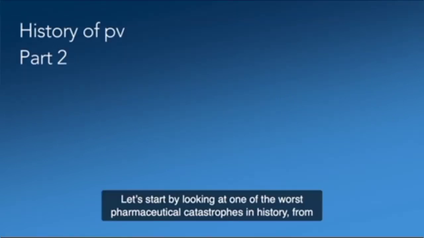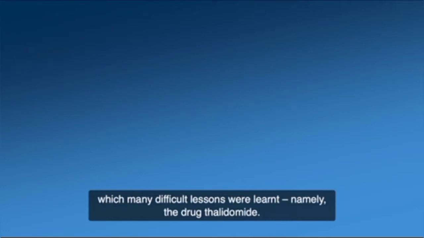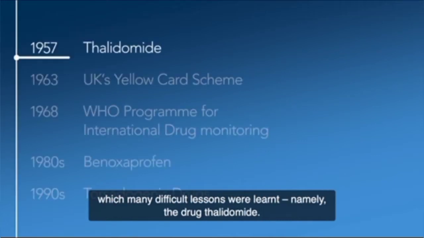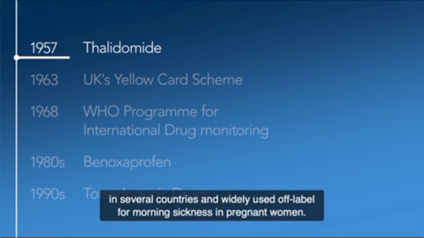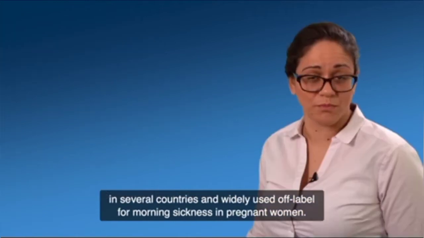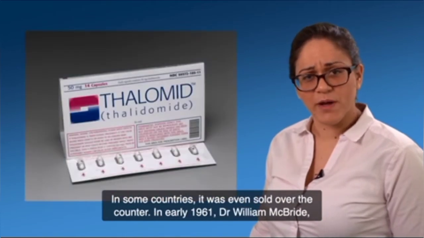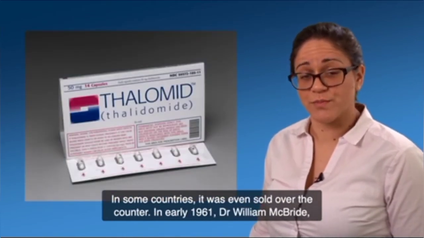Let's start by looking at one of the worst pharmaceutical catastrophes in history, from which many difficult lessons were learned, namely the drug thalidomide. Thalidomide was a medication introduced in the late 1950s as a sedative, but marketed in several countries and widely used off-label for morning sickness in pregnant women. In some countries, it was even sold over the counter.